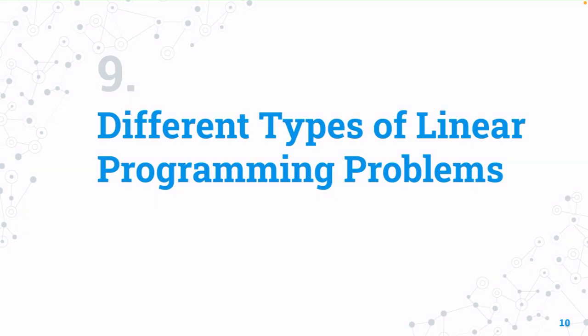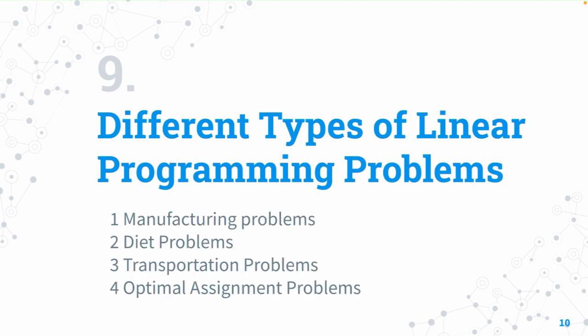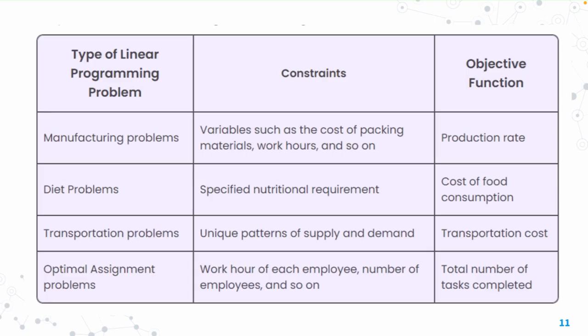Different types of linear programming problems: manufacturing problems, diet problems, transportation problems, and optimal assignment problems. Here are the linear programming problem types and their constraints and objective functions. Manufacturing problem: the constraints are variables such as the cost of packing materials, work hours, and so on, and the objective function is production rate.